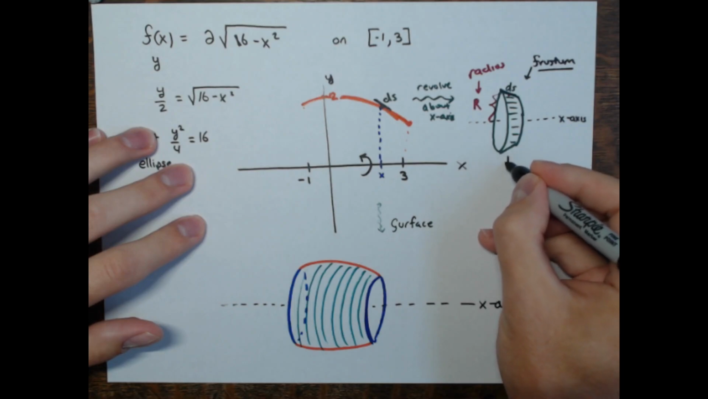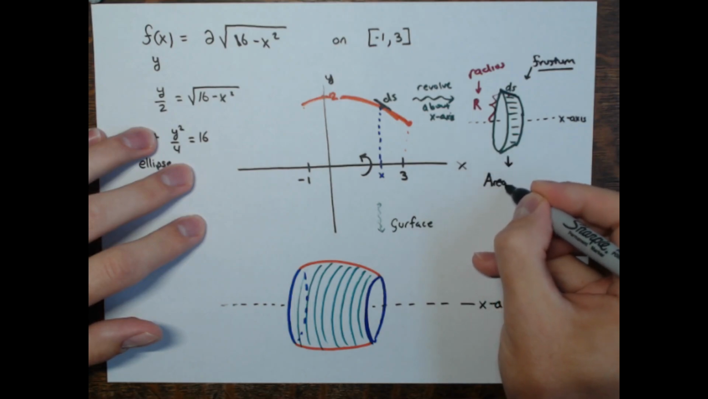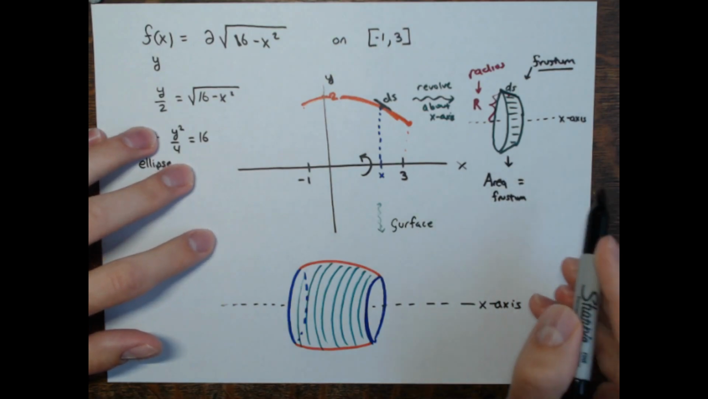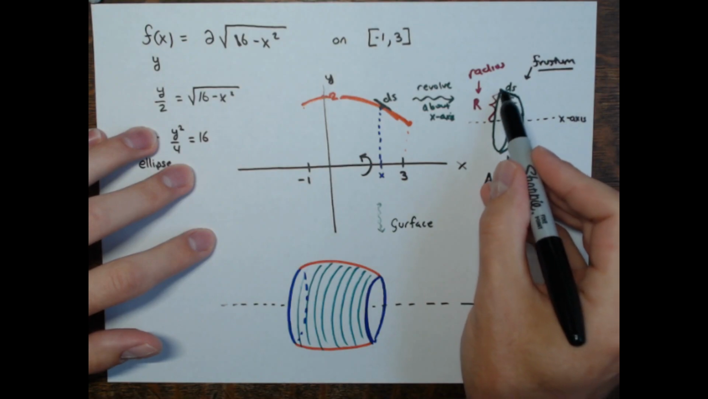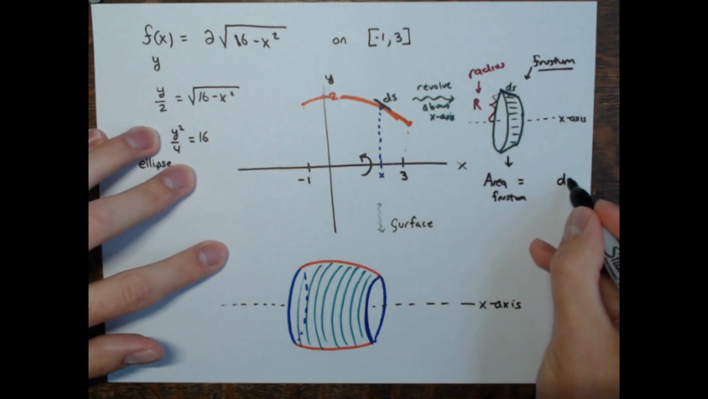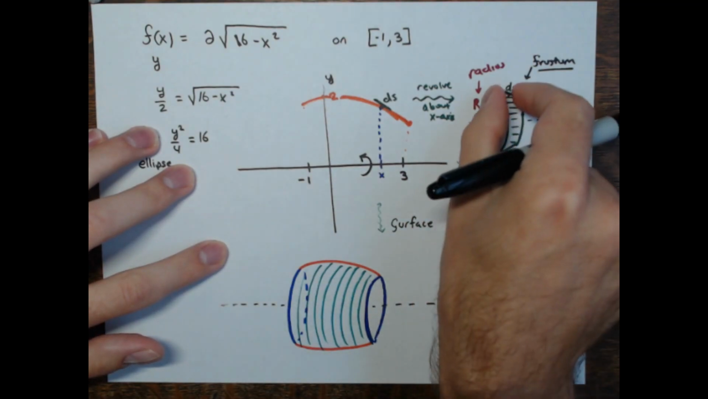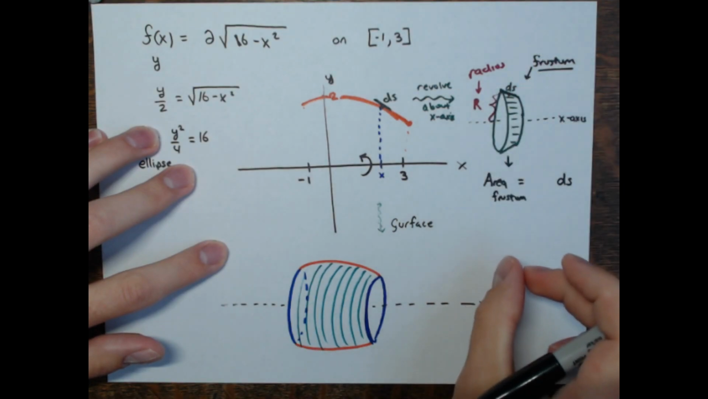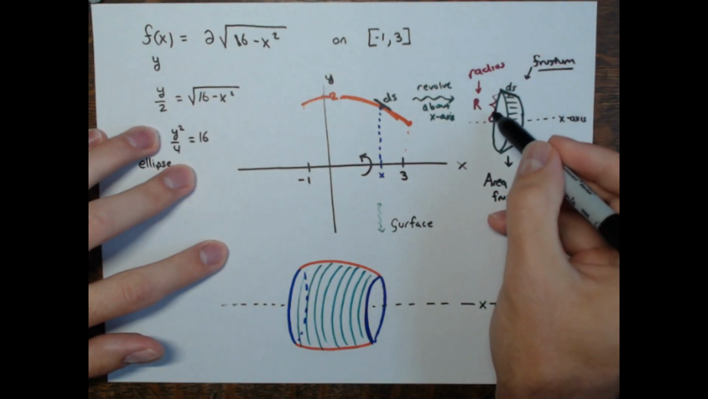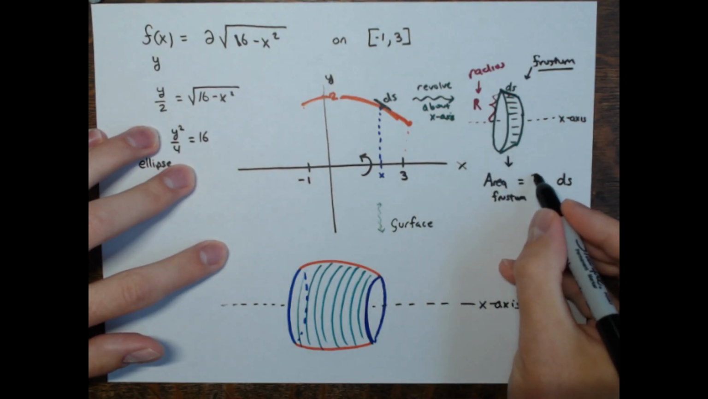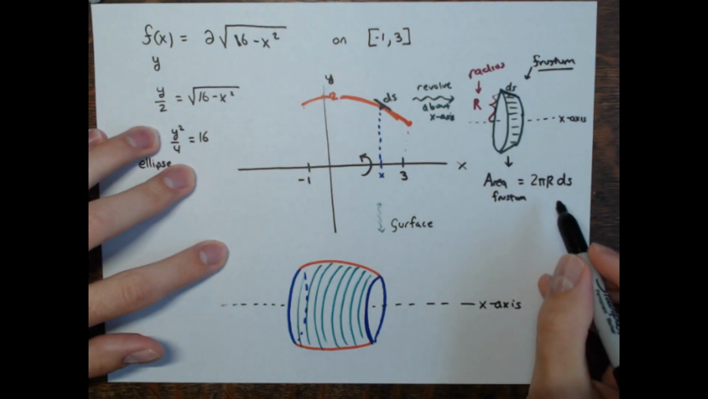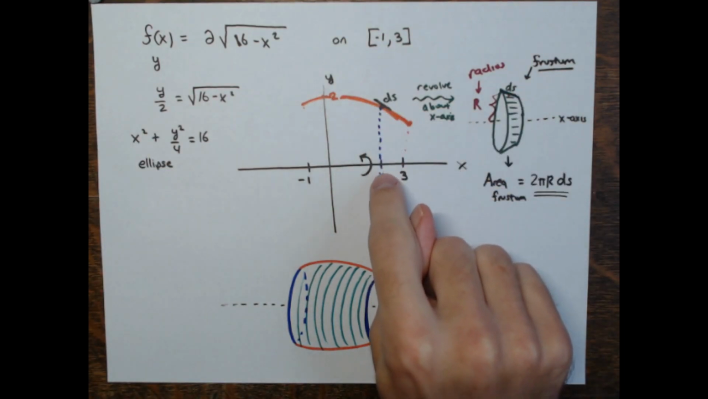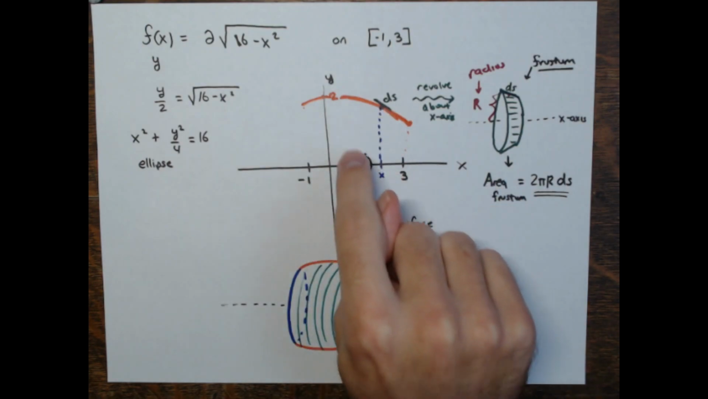All right, but the area of these frustums, it's just that little piece of arc length. How long is that? That's like the width of the rectangle. If I unroll this, the ds would be like the width of the rectangle. And then if I fully unroll it, the length of the rectangle is going to be the circumference of our circle. All right, so times 2 pi r. And we'll be adding these up. We'll take all these areas of the frustums and we'll do that for every single x value from -1 to 3.